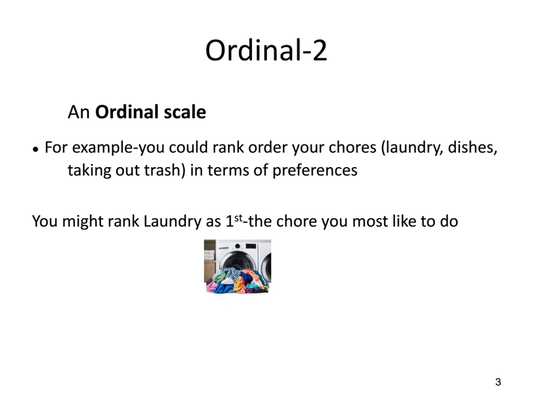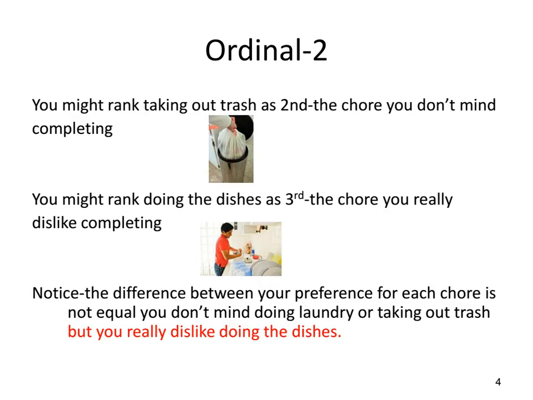So an ordinal scale, using our chore example, would be you might rank laundry as first, the chore you might most like to do. You might rank taking out the trash as second, the chore you don't mind completing, and you might rank doing the dishes as third, the chore you really dislike completing. So what we know is that there's not much difference between your rank of 1 and 2 because you like doing the laundry and taking out the trash you don't mind too much, but for the third chore you really dislike completing it. So there is a big difference between your second rank and your third rank in terms of chores.